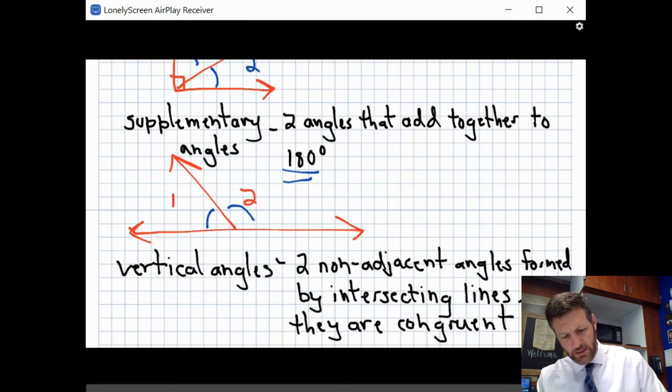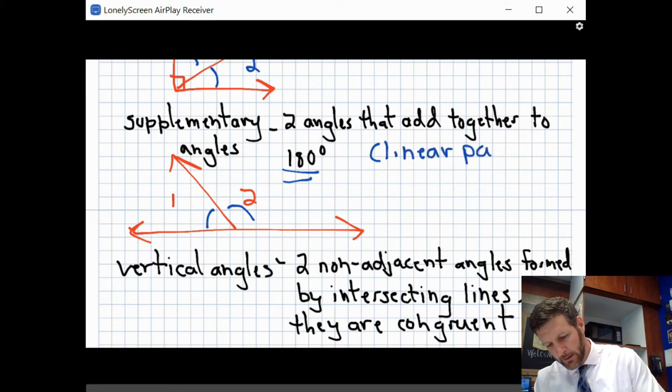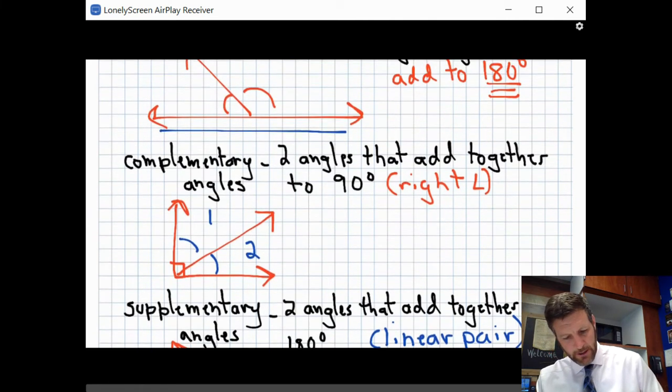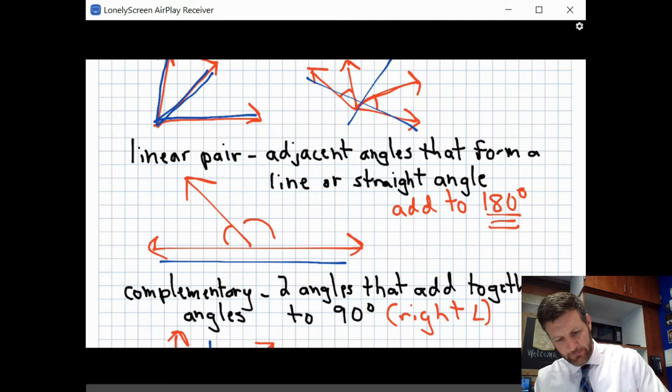Okay, we could also note here, as I just said, that these are also what we know as a linear pair, because they form that straight angle. Or we could go ahead and amend our notes up here that a linear pair is supplementary.